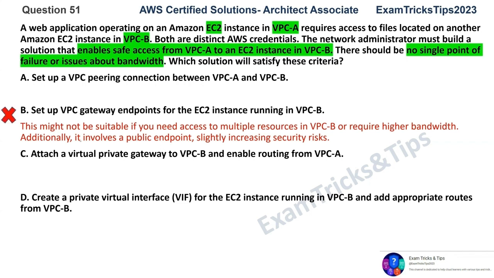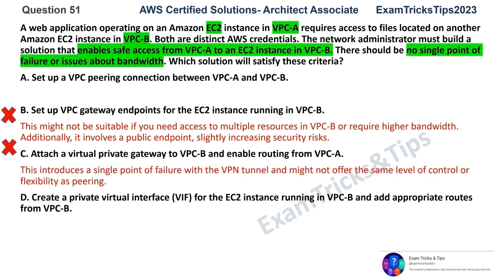Option C says attach a virtual private gateway to VPC-B and enable routing from VPC-A. Now this introduces a single point of failure within the VPN tunnel and might not offer the same level of control or flexibility as peering. So option C is gone. It's not a suitable option. And option D says create a private virtual interface (VIF) for the EC2 instance running in VPC-B and add appropriate routes from VPC-B. This option wouldn't work across VPCs, and it limits scalability as it is attached to a single instance. So this is an incorrect option.